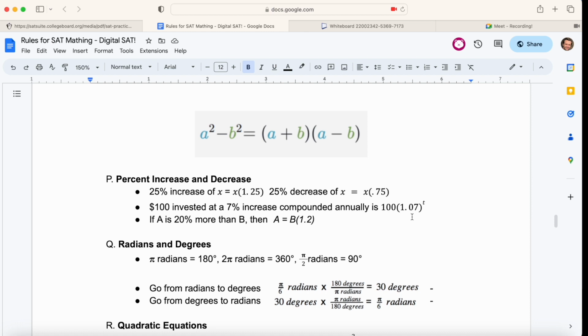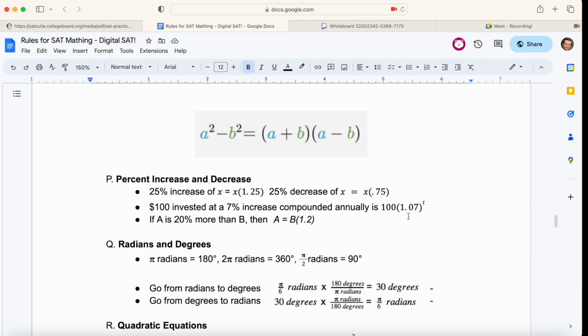Okay? So notice the original value is outside the parentheses here. If we're talking about $100 invested at a 7% increase, the original value, 100, is outside the parentheses. And then in parentheses is your percent increase. In this case, it's a 7% increase. We're multiplying by 1.07. It's not a 107% increase. That's just a 7% increase. Does that make some sense?